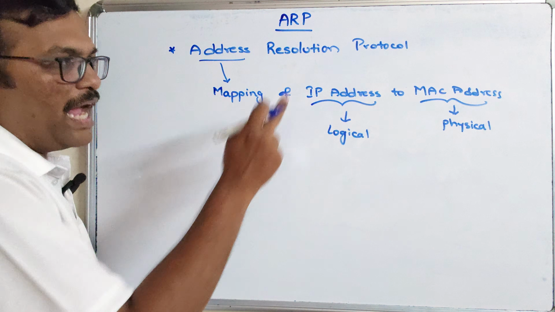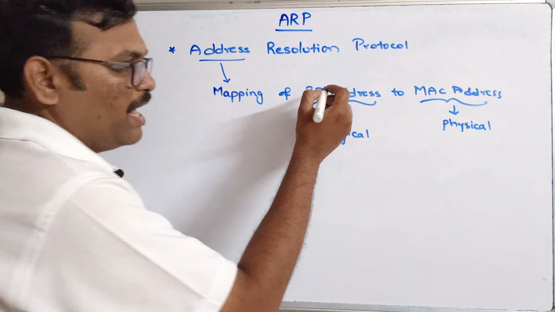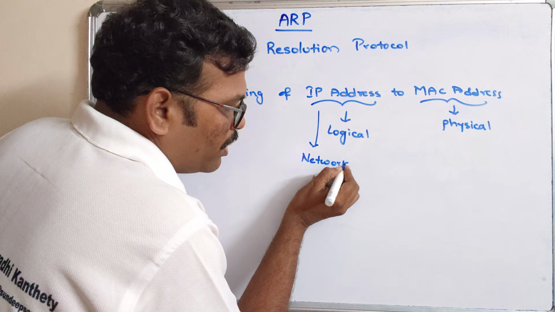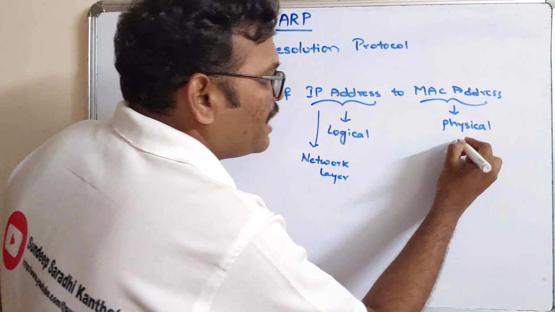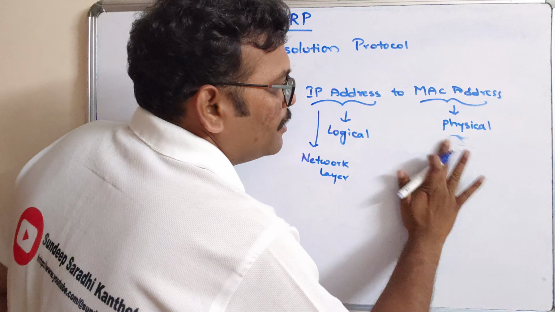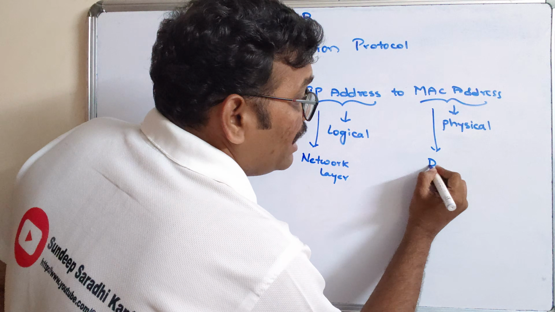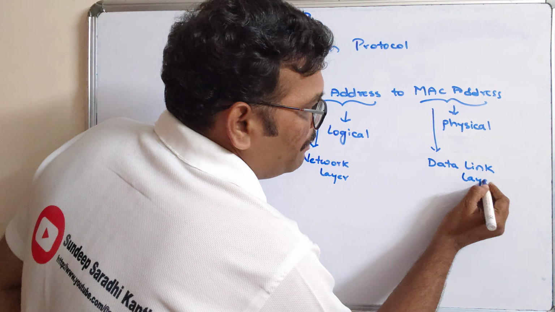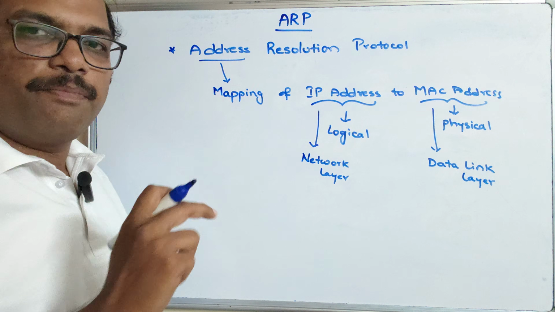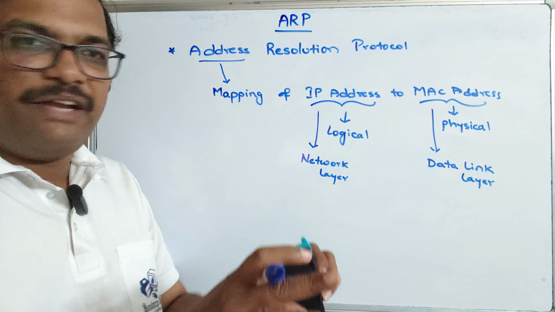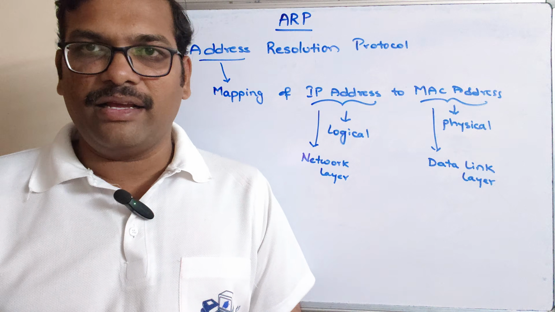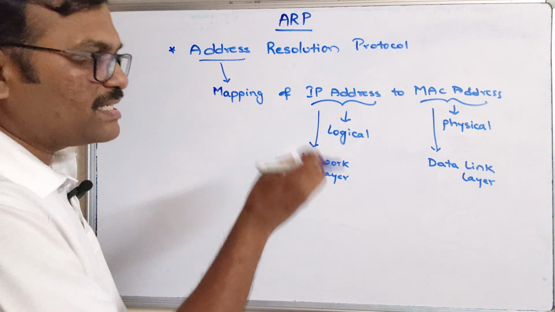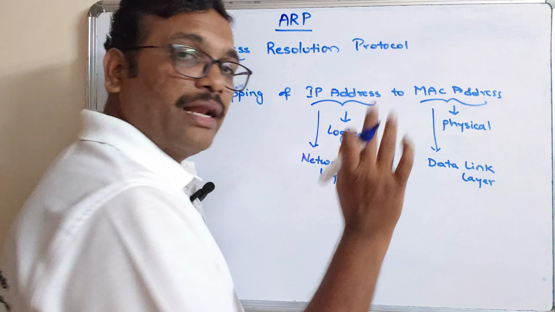Here, discussing the IP address and the MAC address, we know that the IP address is in the network layer, and the MAC address is in the data link layer. So that means this address resolution protocol works in between the network layer and the data link layer. Okay, so ARP works in between the network layer and data link layer.